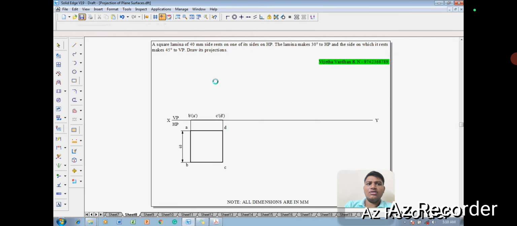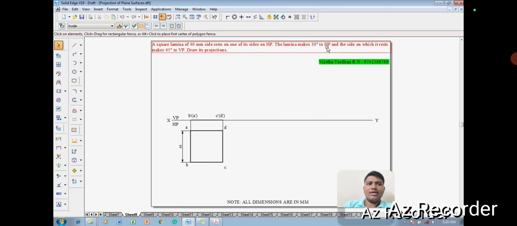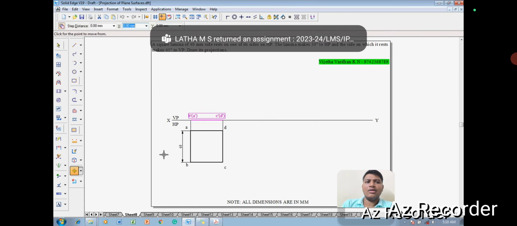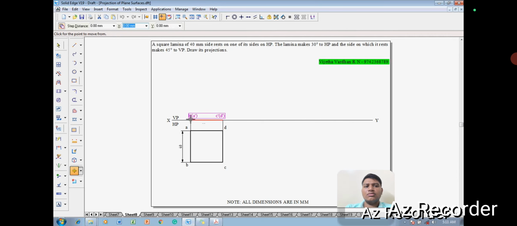As the question continues, the lamina makes 30° to HP. So we want to draw a 30° line. I will select the upper line and place it on the XY line. I will move that line to the XY line. Next I will select the rotate option, and from one end I will rotate the line to 30°.